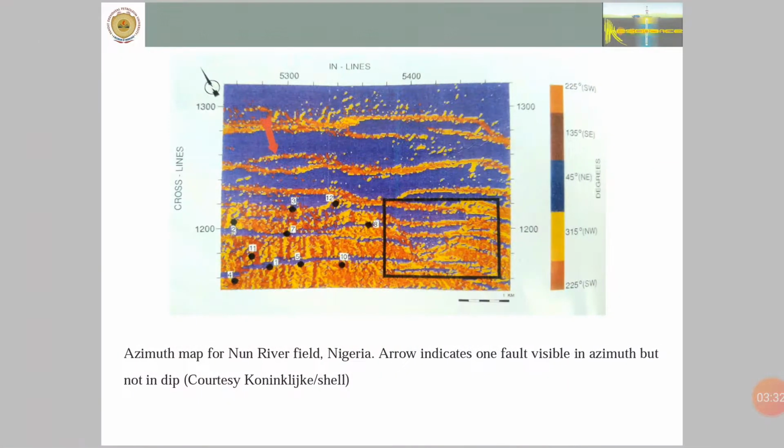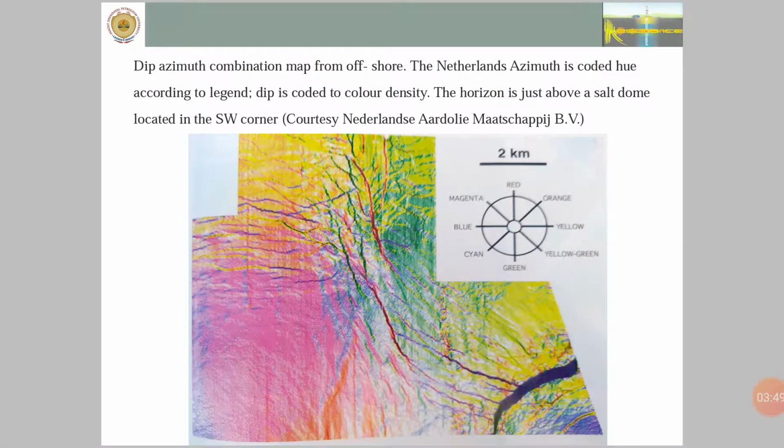We'll take another example here where the azimuth map from Nigeria is once again presented, and in this case the arrows indicate one fault visible in azimuth but not in dip. So what should we do? We should take the dip azimuth combination map, for both onshore and offshore. Here is an example of an offshore.